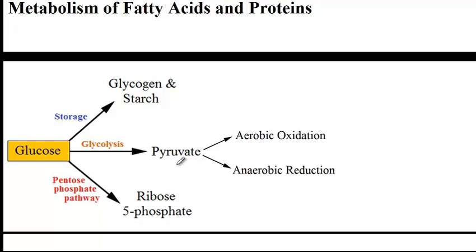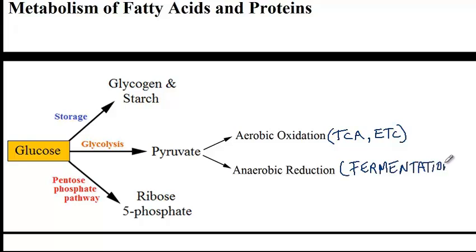into pyruvate, and then depending on the availability of oxygen, pyruvate can undergo aerobic respiration through the tricarboxylic acid or citric acid or Krebs cycle. All are the same names. And then from there on, its products will be sent to the electron transport chain to produce ATP. And then if there is not enough oxygen, then the pyruvate will have to undergo anaerobic respiration or fermentation. And we will cover all these reactions in detail.